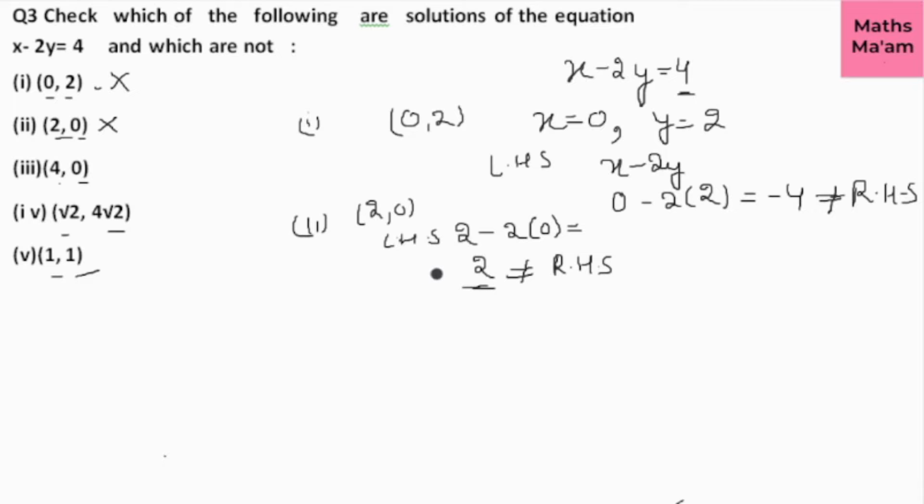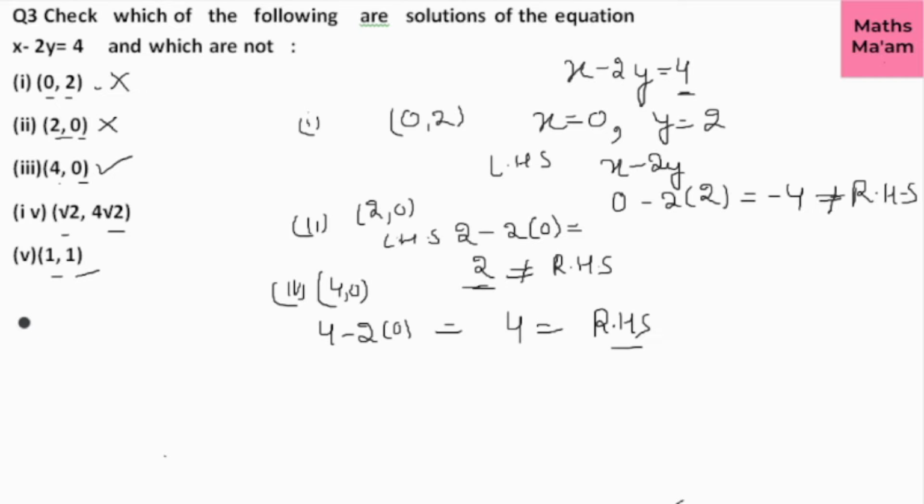Next we have 4 and 0. If we put the third one, which is 4 and 0, now if we put 4 0 here, 4 minus 2 times 0 will give us 4 only, and yes, which is equal to right hand side. So this is the solution of this equation. Like this we have to put.